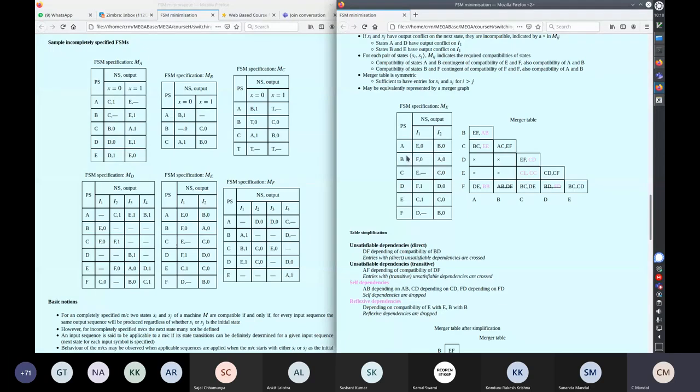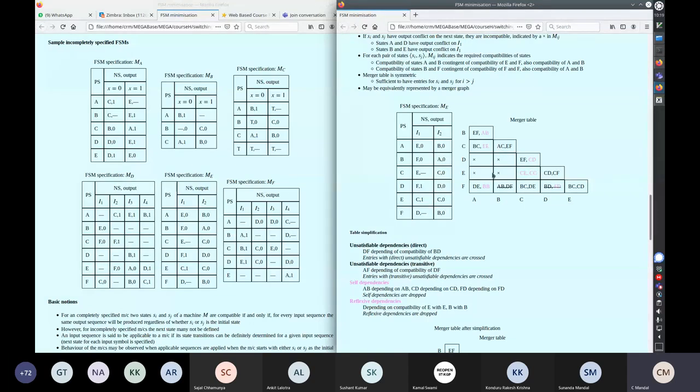Between B and C, if you see, the requirements are that E and F should be compatible, and also A and C should be compatible. That is what is written here.